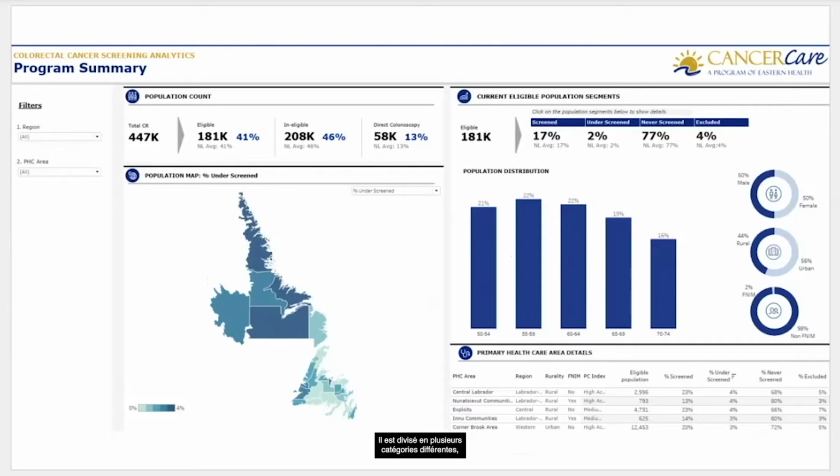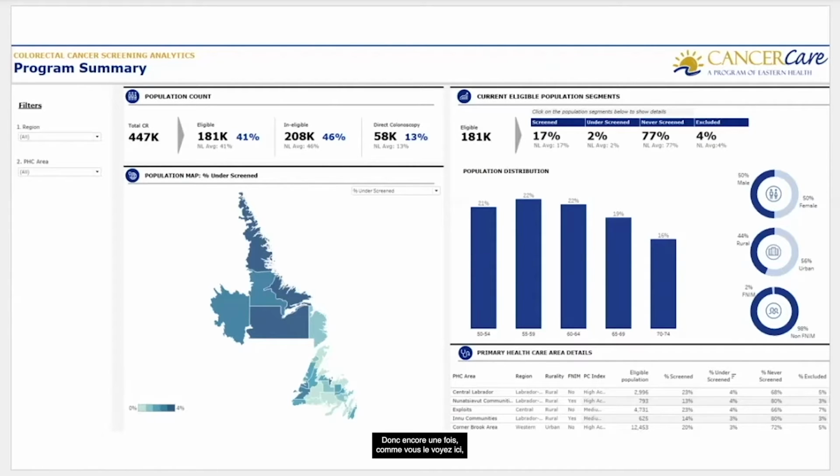It's broken into several different categories, looking at things such as provincial data. It looks at regional health authority data. It would look at public health care zone data. It'll also break down into a program summary, as you see here. We will also see screens that project out population growth or decline that allow us to plan into the future. It'll give us a breakdown of where we have provided fit testing in the province to give us a screenshot of where we're screening well and where we're not screening well. It'll give us a breakdown of our fit outcomes, and a breakdown of our colonoscopy outcomes for those that are fit positive.